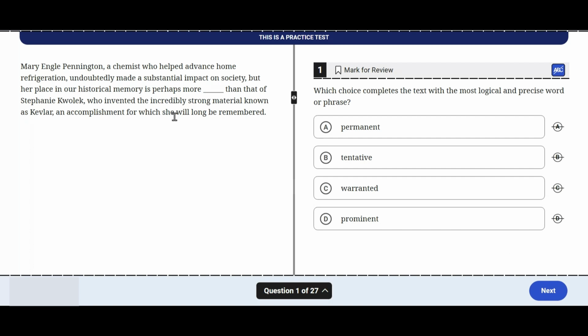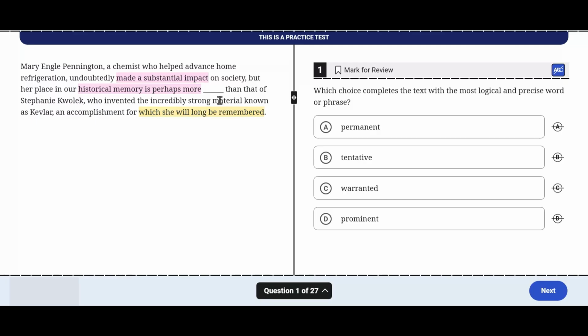So I noticed that they're comparing Mary to Stephanie. The passage says that Mary undoubtedly made a substantial impact, but her place in our historical memory is perhaps more something else than Stephanie. Well, what is Stephanie? She will long be remembered for her inventions. So what I would guess here is that she's less known to some extent.